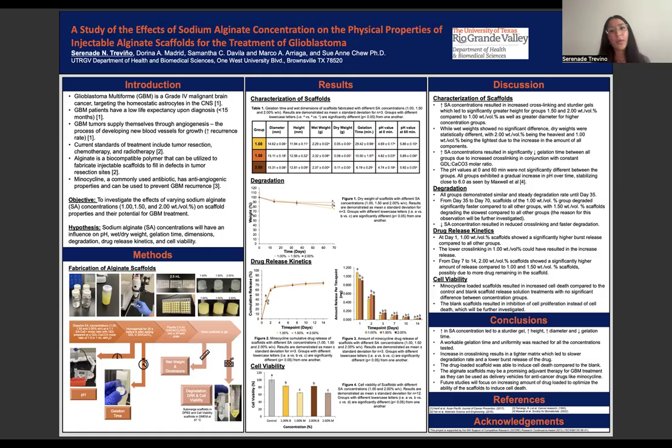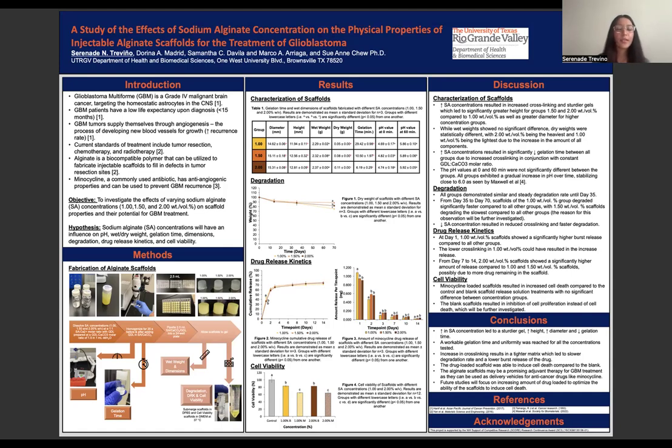And after this, we evaluated the effects of our scaffolds on cell viability. We did this by submerging our scaffolds, both blank and drug-loaded, into cell culture medium instead of DPBS. And we incubated the scaffolds in the cell culture medium for 24 hours before treating U87 glioblastoma cells with the blank and drug-loaded scaffold release solution. And we used unaltered cell culture medium as our control treatment in this study.